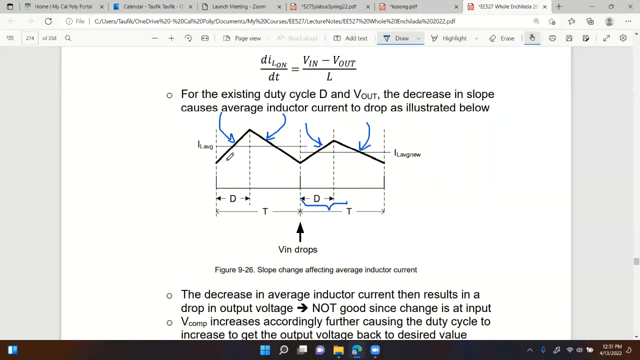The change in the input voltage for the same output voltage will change the charging slope, because the charging slope is Vin minus Vout. So now it becomes smaller if Vin is dropping. If Vin drops, that means diL/dt, the slope during on time, the charging slope, will be (Vin minus Vout) over L. So if Vin drops and Vout is the same, the slope would be slower. You can tell from here: this slope is faster, that slope is slower.